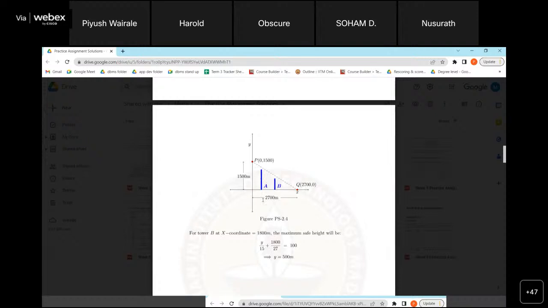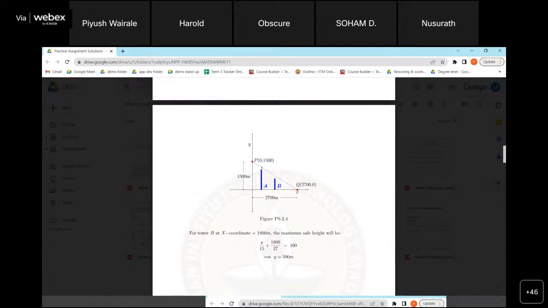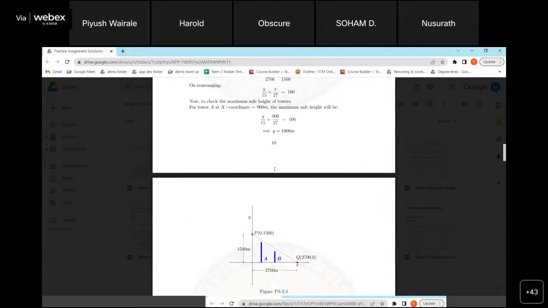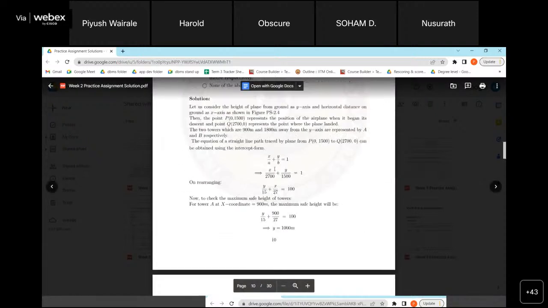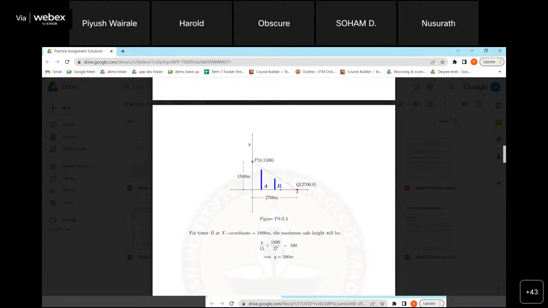So I have one line like this, and I have one vertical line. It should not intersect, right? So just solve these two equations. At that point it will intersect. That is the maximum height of this particular tower. If we go above that height, it will crash. That is basically the safe height. Are you getting what I am saying?